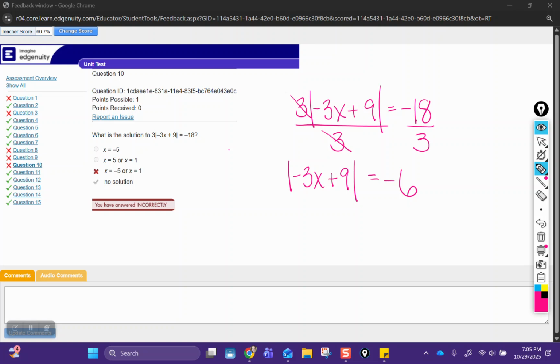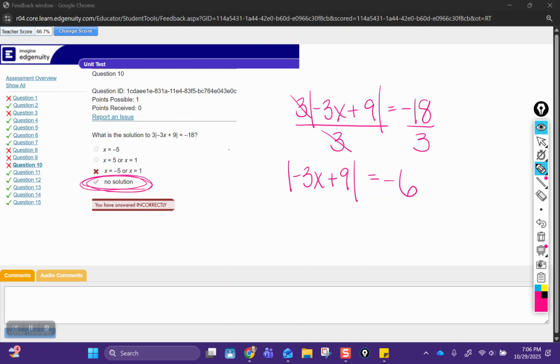So now we have the absolute value of something needs to be equal to negative 6. And what we know about absolute value is how far away something is from 0. It's really considered like a distance. How far are we from 0? And distance can't be negative. So whenever you have the absolute value set equal to a negative number, you're going to get no solution.